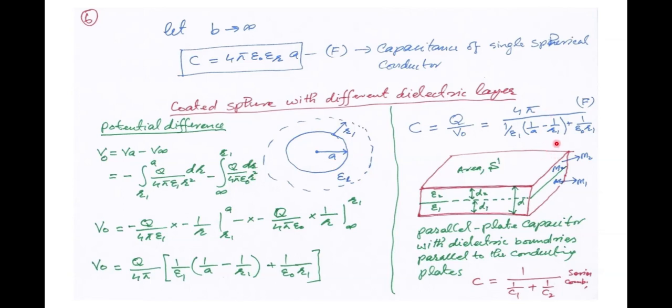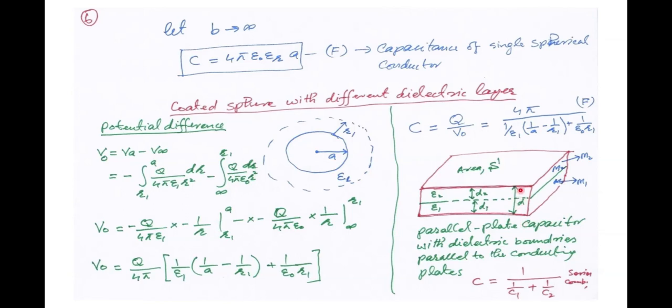Now we are going to define the capacitance of a parallel plate capacitor, but in between the parallel plates we now have two different dielectric materials, and the interface between the two dielectric materials is parallel to the interface of the conducting sheet and the dielectric material. That is, two different dielectric materials are sandwiched between two conductors. So how do we define the capacitance of this structure?